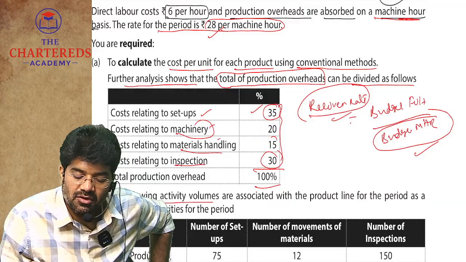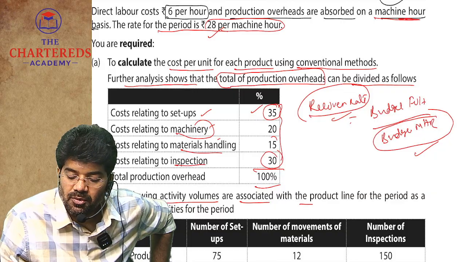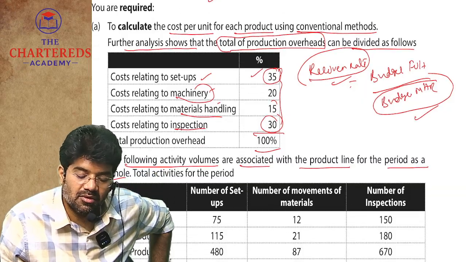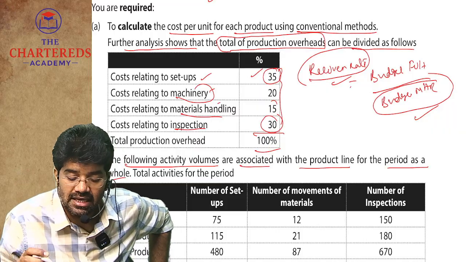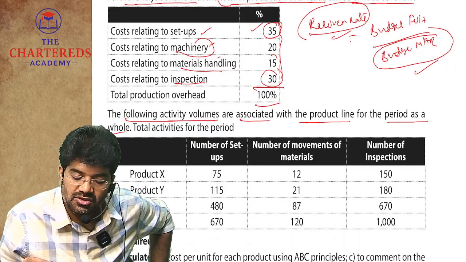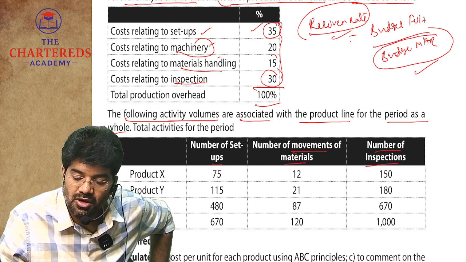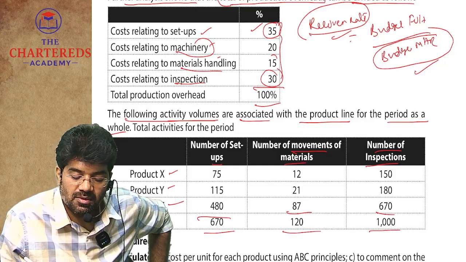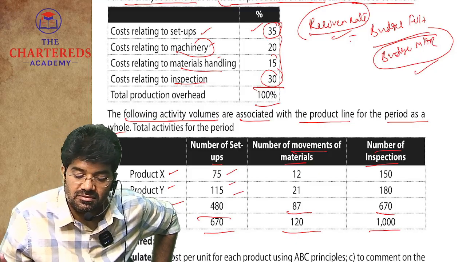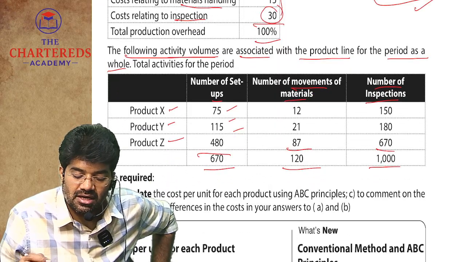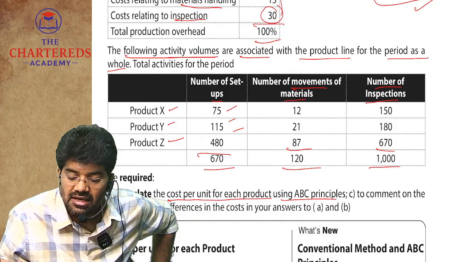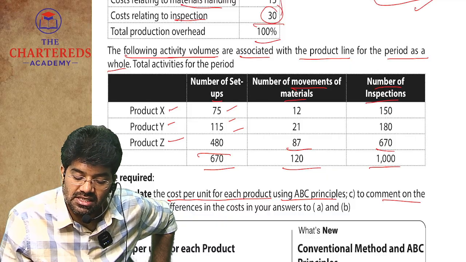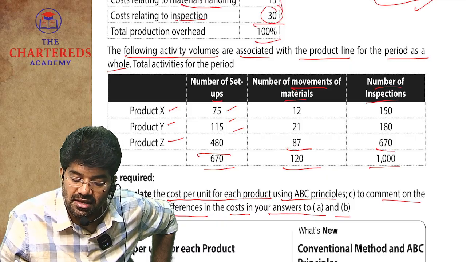The following activity volumes are associated with a product line for a period as a whole. So for each activity, whatever we consider as volume, they have given the activity consumption: number of setups, number of movements of material, number of inspections. This time they have given the total also. For each product, how much will be consumed is given. So you are required to calculate the cost per unit for each product using ABC principles, and to comment on the reasons for any difference in the cost in your answers A and B.